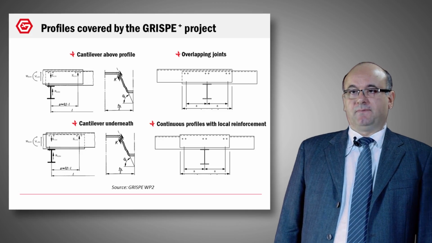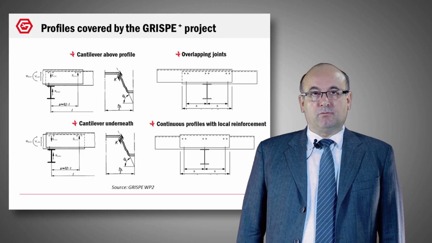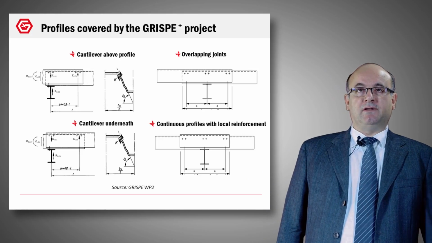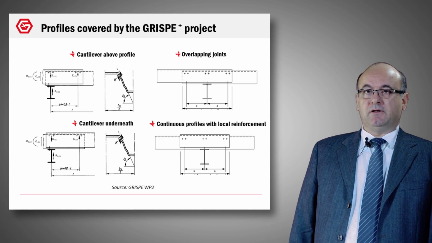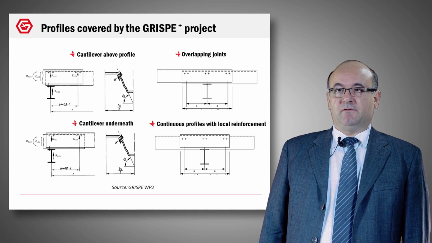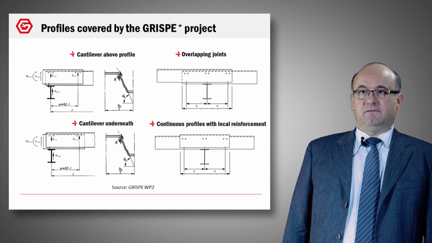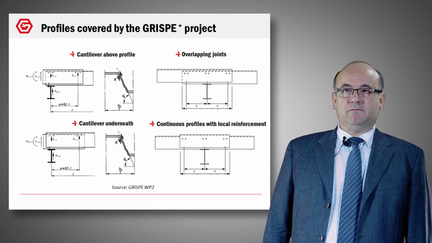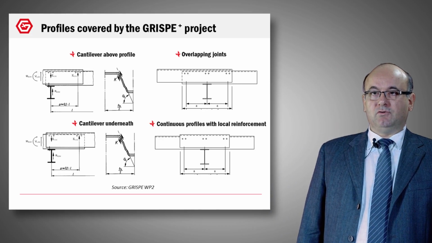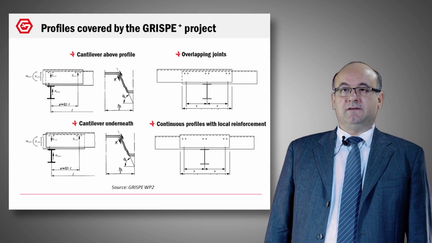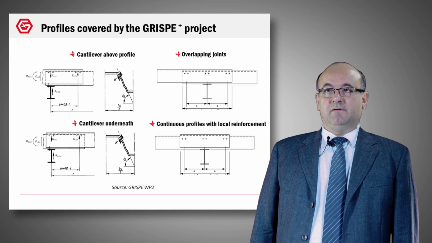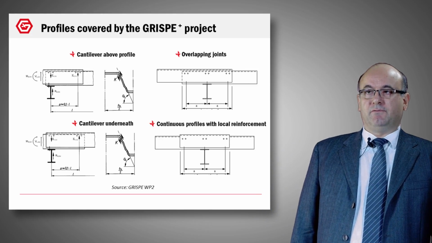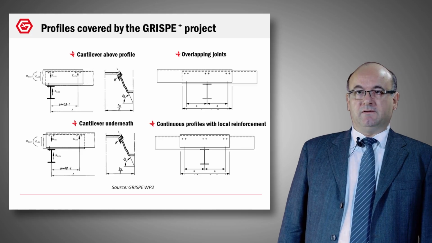Now the assemblies. You know, sometimes for the work site, we need to have profiles of 20 meters, for example. Of course, it becomes difficult to transport this type of profile of 20 meters. For that, the profiles are cut in two parts of 10 meters, for example, and reassembled on the work site. But to do this, you have to calculate this assembly, and it is not defined in the Eurocode. That is why, in the GRISPE project, 4 types of assembly were studied.